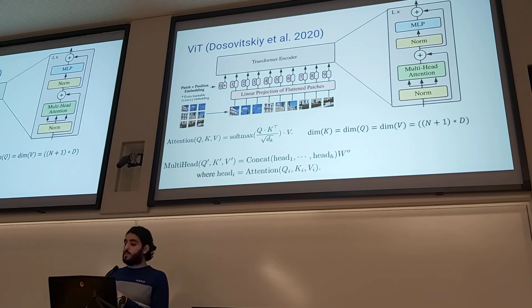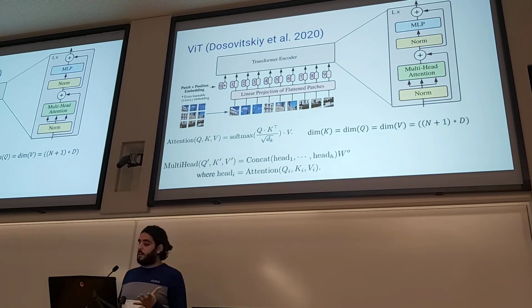So as a conclusion, we started with an input matrix Z with a dimension of n plus one by D, split it into identical key, query, value matrices, apply the multi-head attention layer, and pass it through a multi-layer perceptron layer, and we ended up with a matrix with a dimension of n plus one by D.